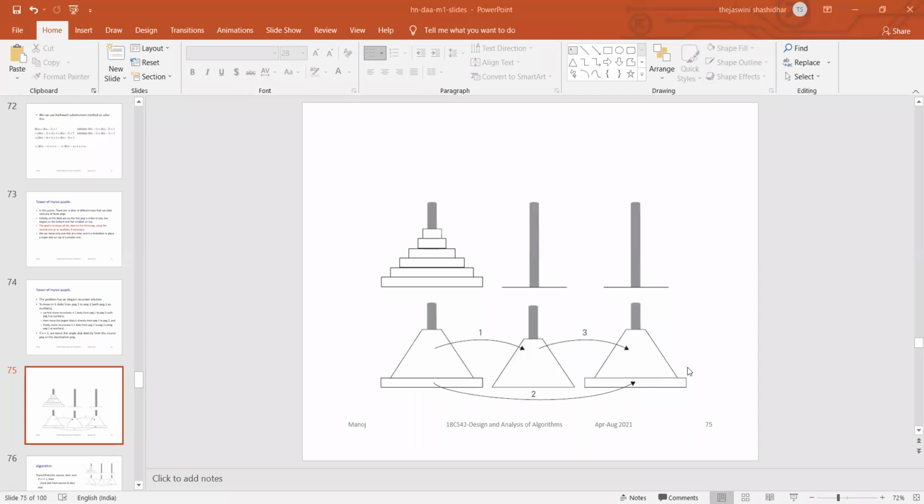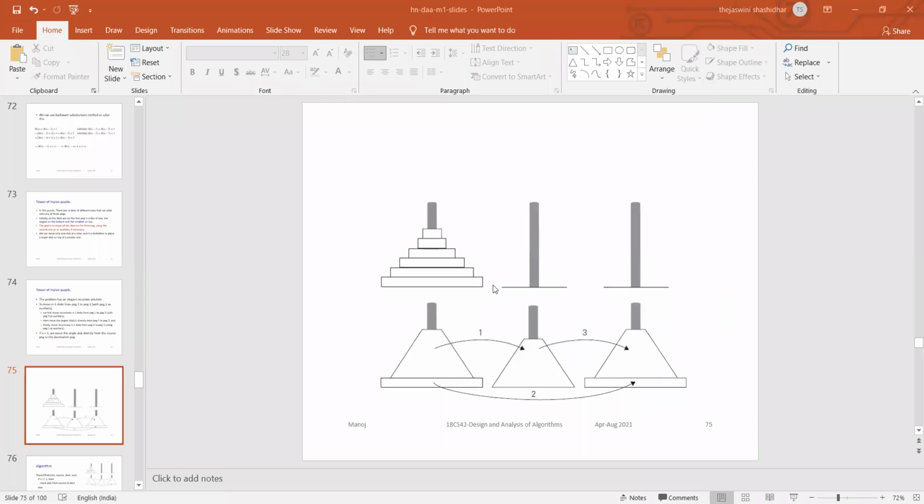So what is the relation you can finally give? First step is equal to n minus 1, second step is equal to 1, third step is equal to n minus 1. Is it correct? At first step, you move n minus 1 disk. At second step, you move 1. And at third step, you move n minus 1 disk.